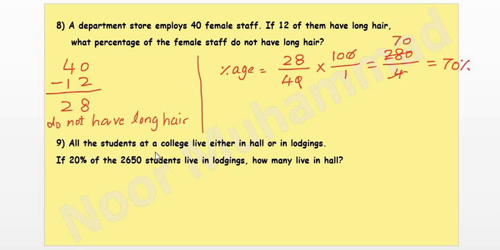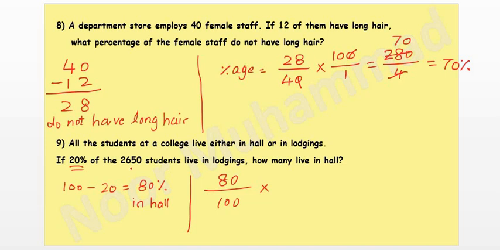Now here they are saying all the students in a college live either in hall or lodgings. If 20% of 2,650 students live in lodgings, how many live in hall? Right? So from here you can see 20% are living in the lodging. If you want to know how many are living in the hall, subtract this 20% from the 100. So this means 80% are living in hall, right? But they want us to give the exact number. So how can we find the exact number of students? Just multiply this 80% by the original value, right?